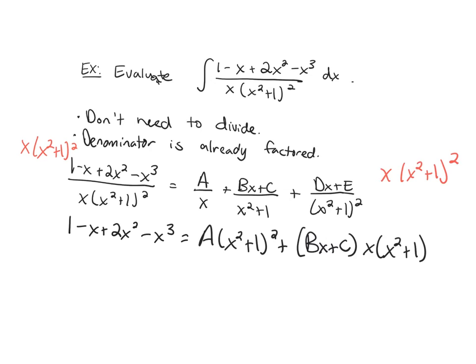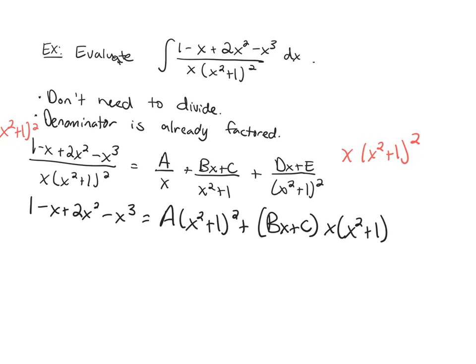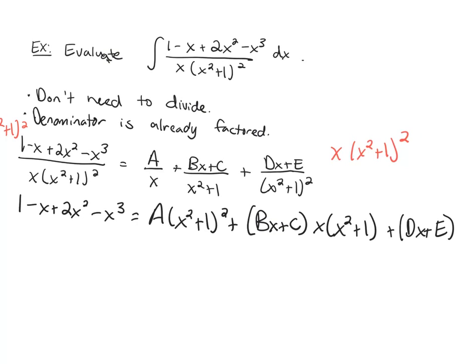All right. What about the last one? Dx plus E, what do I have left? An x, exactly. So I have an x times (Dx plus E).